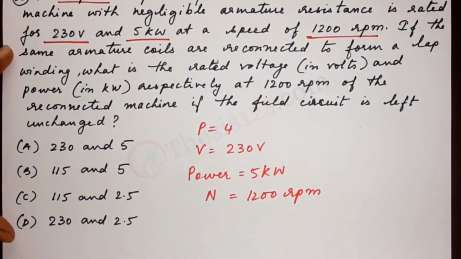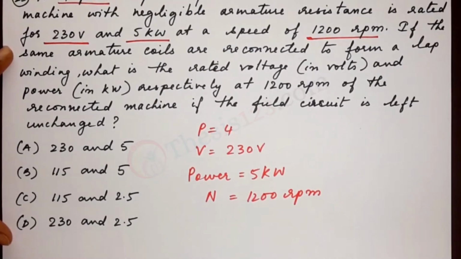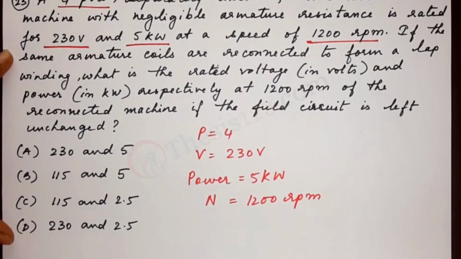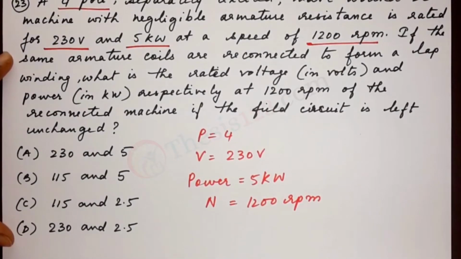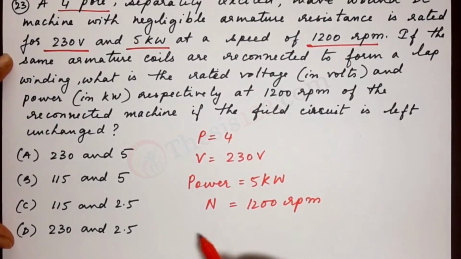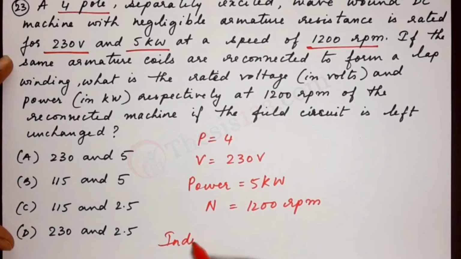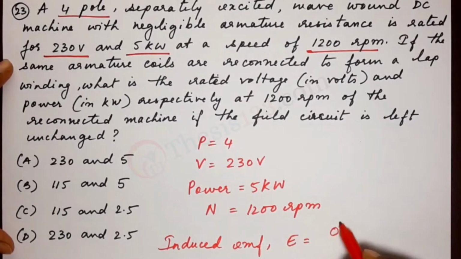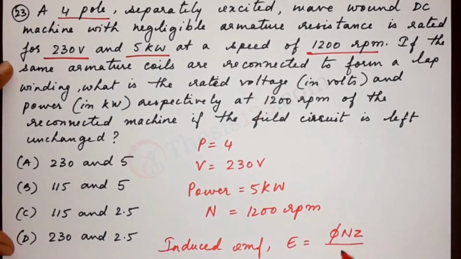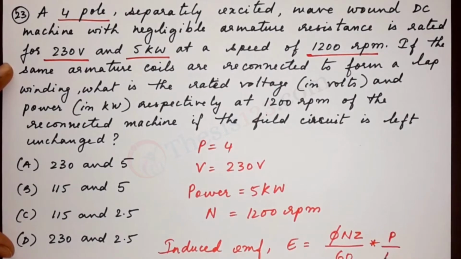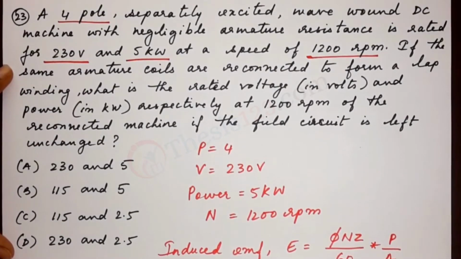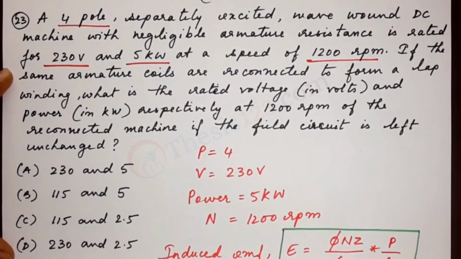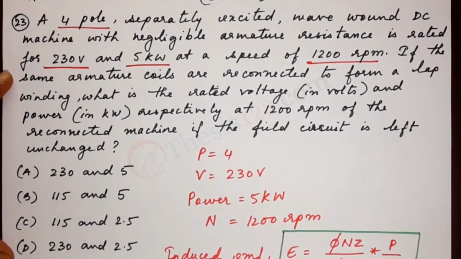Okay, now the first step is to find out the induced EMF, because that's exactly what we need to find here. We are finding the rated voltage, so we have to find the induced EMF. The basic formula for induced EMF, I'm sure you're familiar with this formula, phi N Z by 60 into P by A. So this is the basic equation, induced EMF of a DC machine.